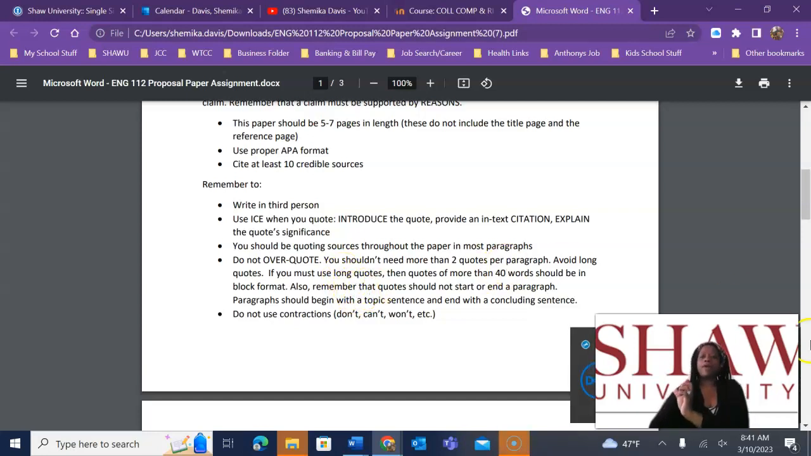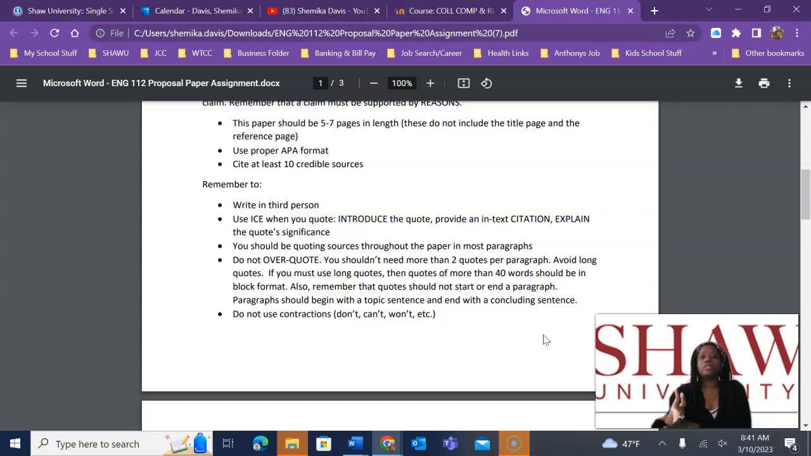You want to provide that in-text citation, and then, obviously, explain why it is significant. You should be quoting sources throughout the paper. All 10 sources need to be cited throughout your paper, but you do not want to overquote.